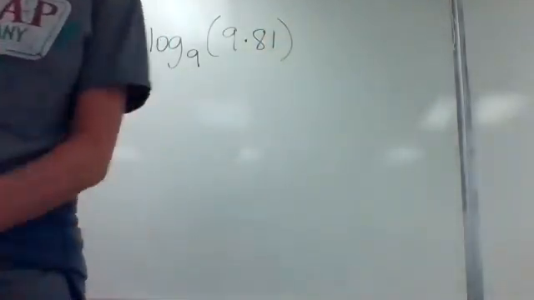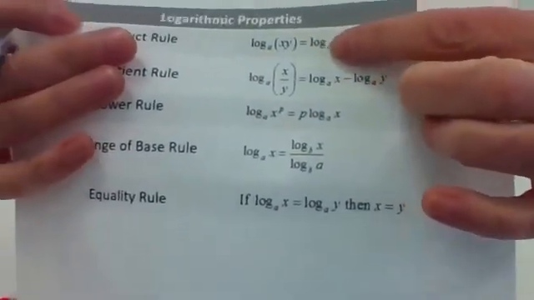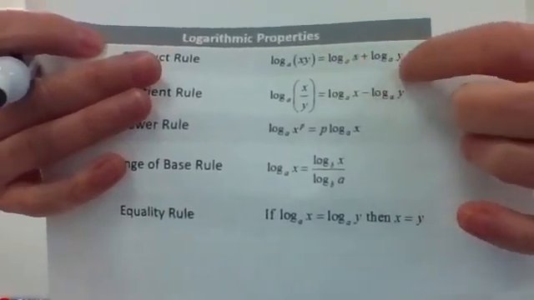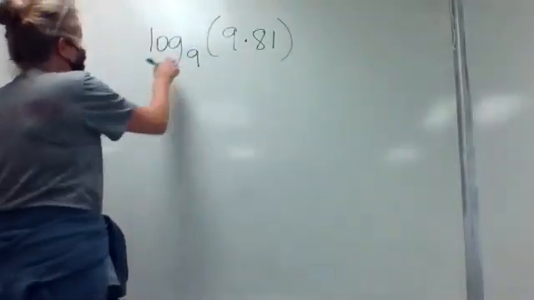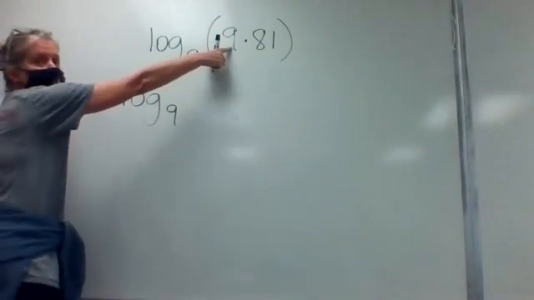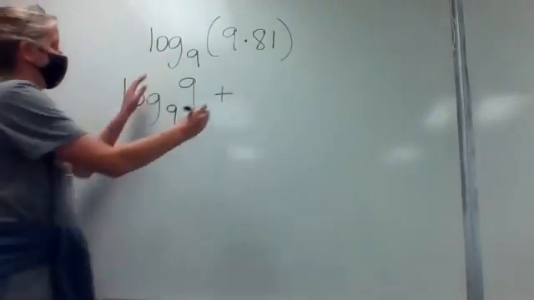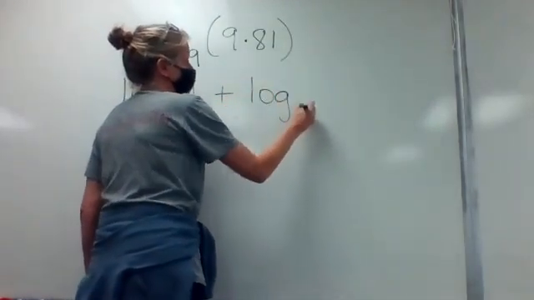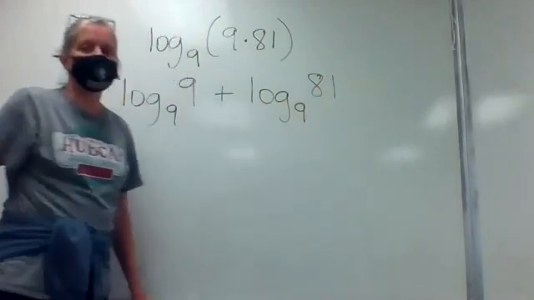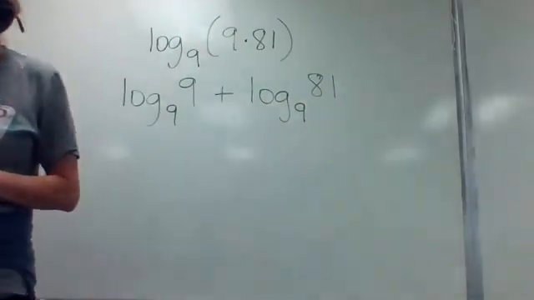Okay, you'll notice on the left side of the equal sign of the product rule, I can rewrite this as the sum of those two logs. So if I'm going to rewrite this as the sum of logs, I'm going to have log base 9 of 9 plus log base 9 again of 81. So this is the answer of this one rewritten as the sum of logs.